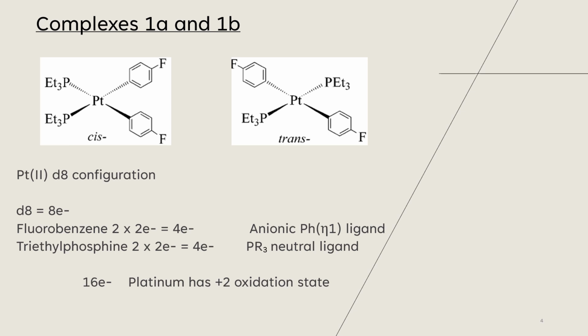So if we start with our cis and trans square planar starting materials, first of all, we have a platinum 2 D8 configuration in both cases. Now this D8 configuration will give us 8 electrons overall for the whole compound just off that central platinum atom. We have 2 fluorobenzene ligands in each case and 2 triethyl phosphine ligands in each case, which will both donate 4 electrons. Now this will come to a total count of 16 electrons, but we also must consider that the phenyl eta 1 ligand of the fluorobenzene is anionic, and to balance this we will have a +2 oxidation state on the platinum, as our triethyl phosphine is neutral.